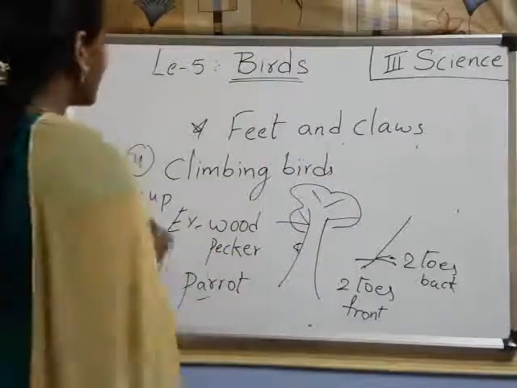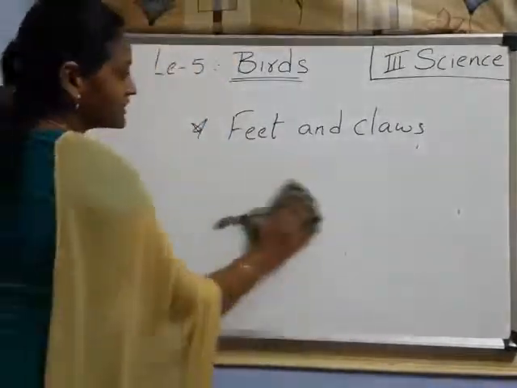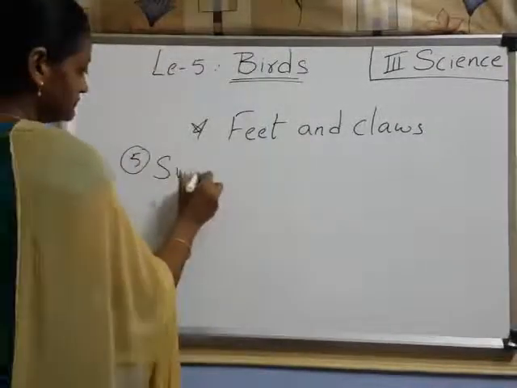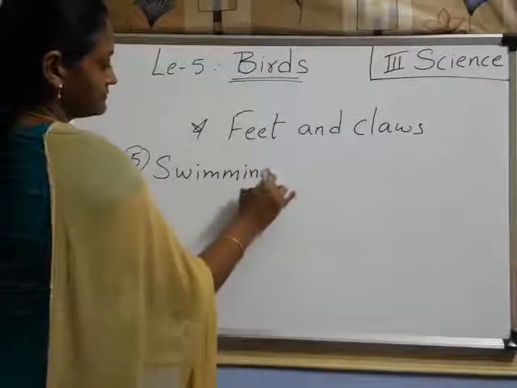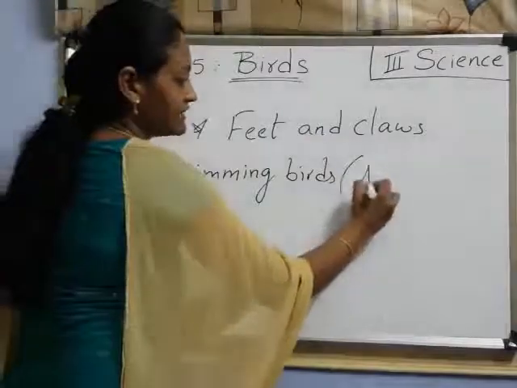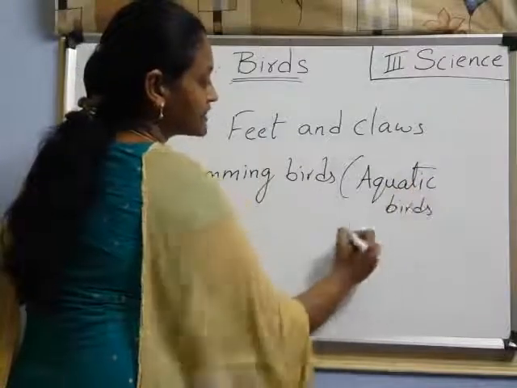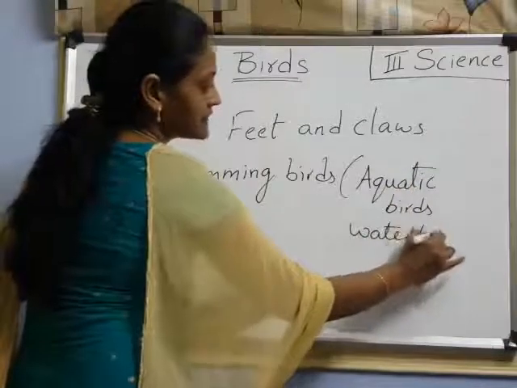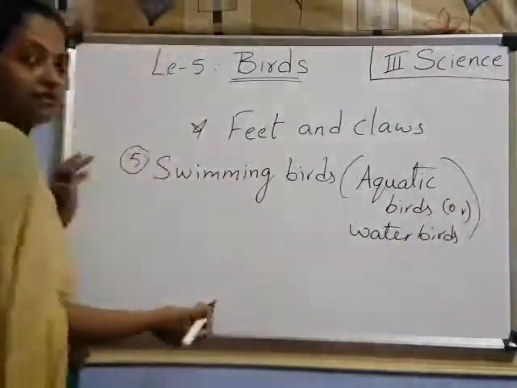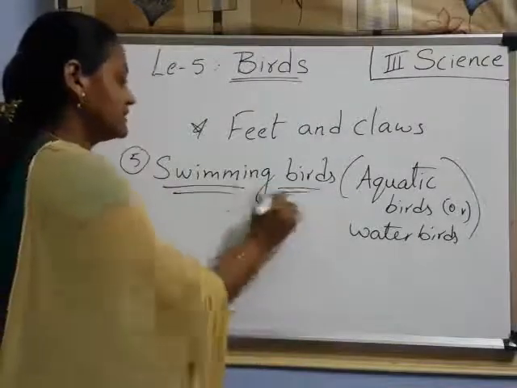Next, coming to another one, the fifth one. The fifth one is swimming birds. Do you know swimming? Swimming birds? Yes, the fifth one is swimming. Which birds are swimming? Tell me, children. Mainly aquatic birds, which means water birds. Aquatic we call water birds. Which birds are swimming? I said water birds. Now tell me, which birds are swimming?